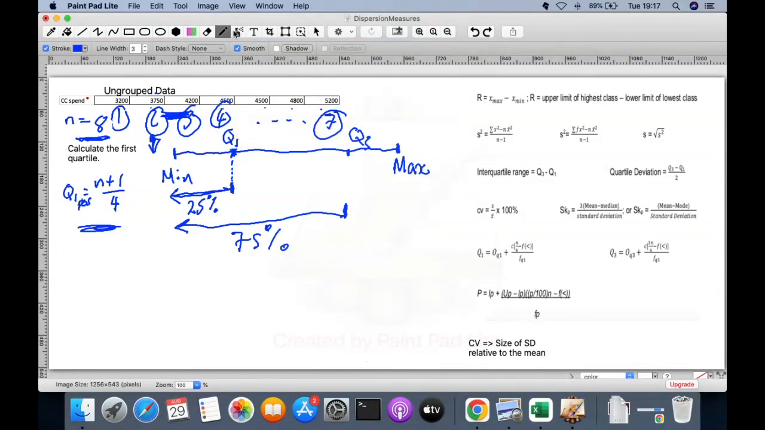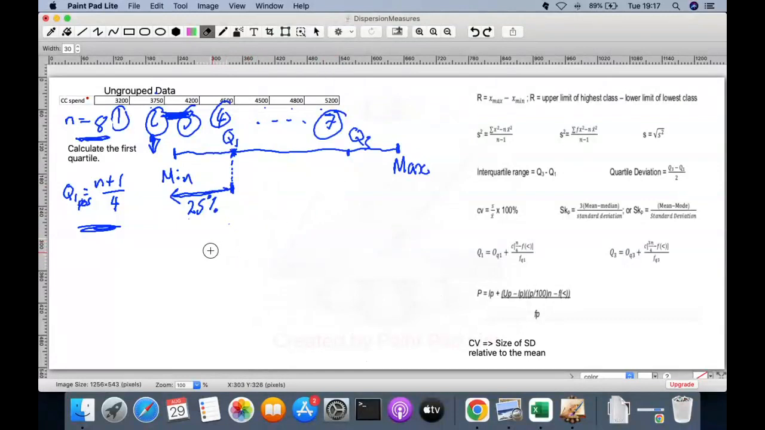Now, what is a percentile? A percentile is basically a quartile, but in a more general sense. That means it can be anything. A percentile can be the 40th percentile, the 60th percentile, 90th percentile, etc. Let's say hypothetically the question is to work out the 70th percentile. What is the 70th percentile?